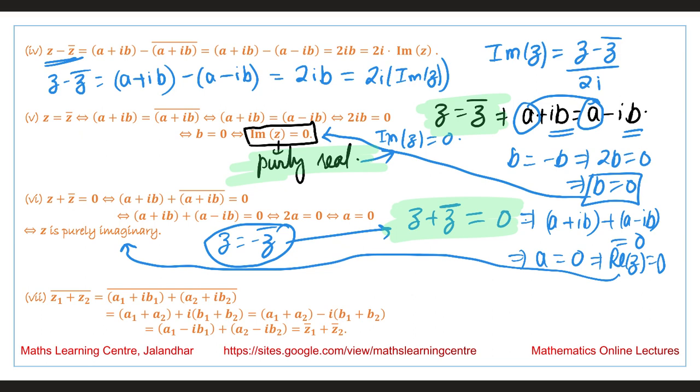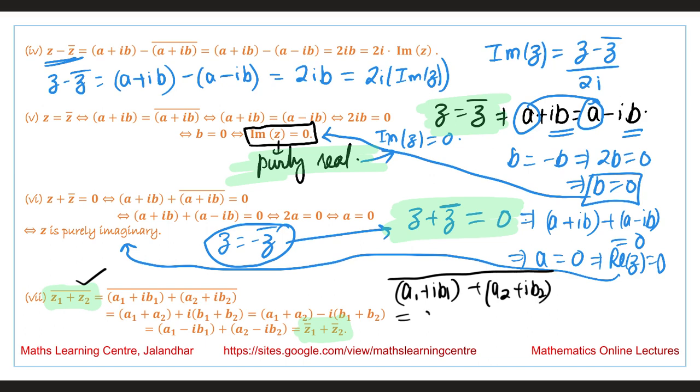Next we have to prove that (z1 + z2) whole conjugate is equal to z1 conjugate plus z2 conjugate. To prove this result, we start with this condition. We write (a1 + iota b1) plus (a2 + iota b2). We are talking about the conjugate of this number.